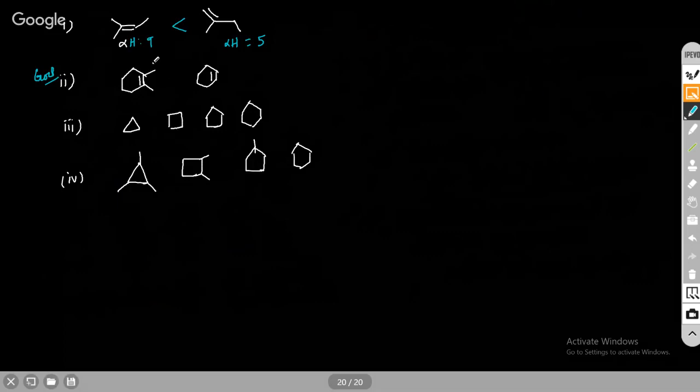Since this molecule has more number of carbon atoms, hence the heat of combustion of the first will be more because it is directly proportional to the number of carbon atoms, right? However, hyperconjugation is there and more number of hyperconjugative structures are there, but since it has more number of carbon atoms, more will be the heat of combustion. Now, in the third one, you see A, B, C, D, right? All the molecules have different number of carbon atoms, and we know when the number of carbon atoms increases, heat of combustion increases.